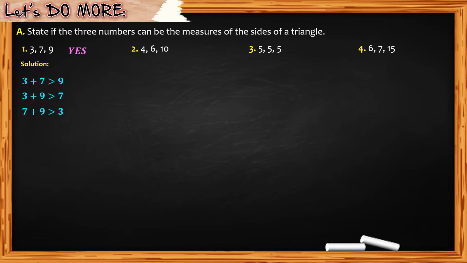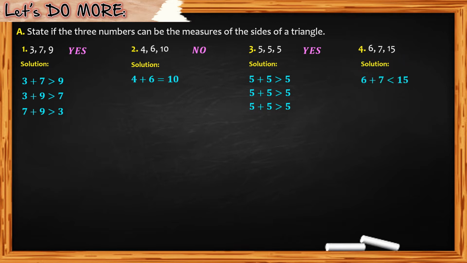Now for number 2, given 4, 6, and 10, for the solution, 4 plus 6 is 10, and 10 is equal to 10. So the answer is no. And for number 3, given 3 5s, the solution is 5 plus 5 is 10, and 10 is greater than 5. So the answer is yes. For number 4, given 6, 7, and 15, for the solution, 6 plus 7 is 13, and 13 is less than 15. So the answer is no.